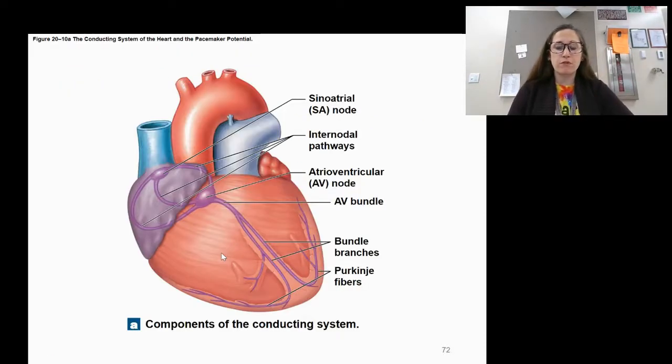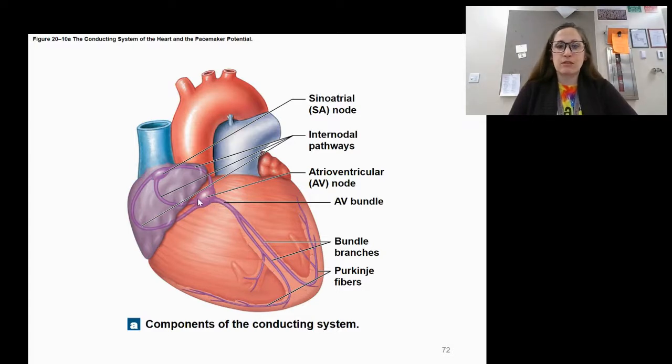So here's an overview of what those components are, and I believe you have this to label in your packet. You have two nodes. The first is within the right atria, and that's the SA node, commonly referred to as the pacemaker. That's our initiating portion of the conduction system. Then we have the second node, the AV, or atrioventricular node, located right between the right atria and the right ventricle.